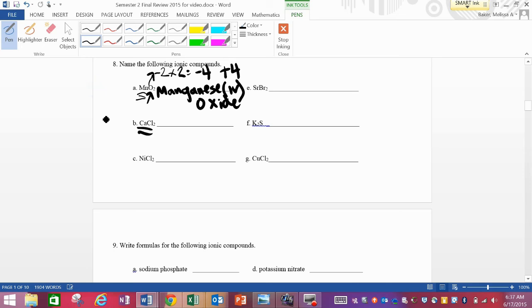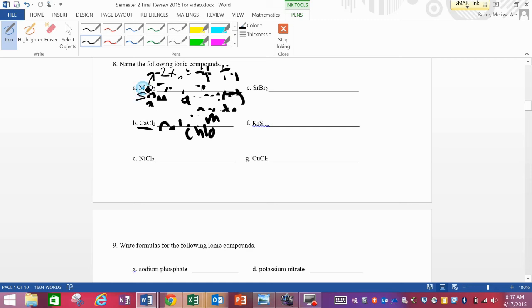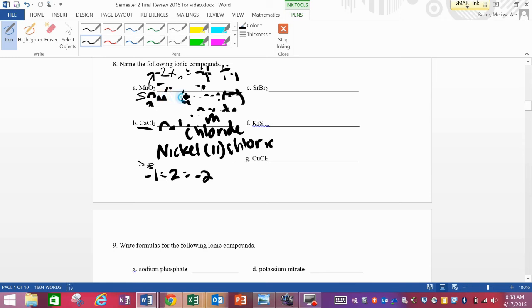Okay, then let's go down. This one's an easier one. Calcium is not a transition metal, so we just get to name this one calcium chloride. Don't mind my computer there. Alright, what about letter C? This nickel is attached to or bonded to 2 chlorines, each which has a -1 charge. So -1 times 2, that's a -2 charge. So that must mean that this compound is nickel Roman numeral 2 chloride. Sorry about my computer screen there.